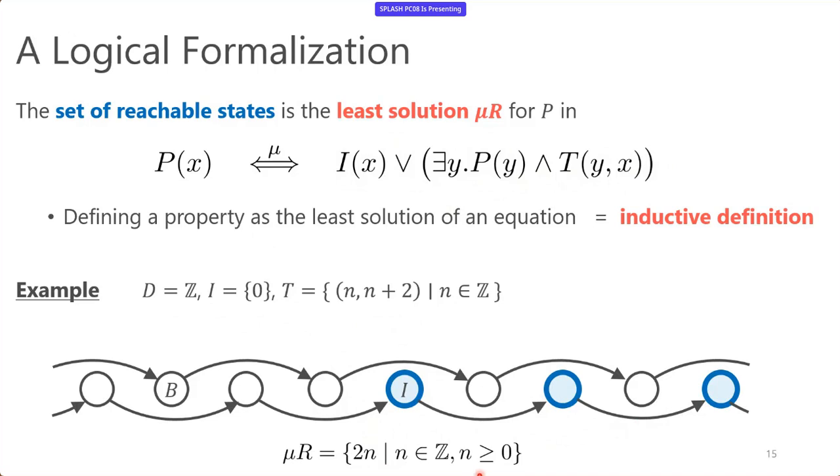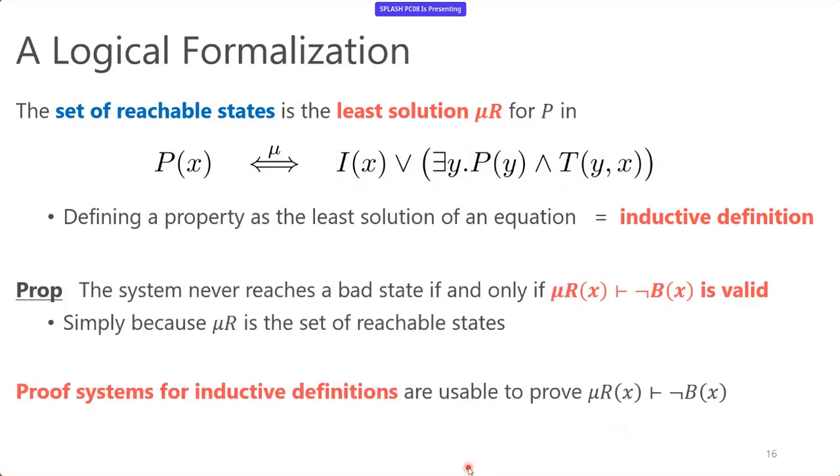Okay, and so proof systems for inductive definition can be used to prove the goal sequent like this. So the model checking problem can be formalized like this, and the system never reaches a bad state if and only if this goal sequent is valid. So the goal of model checking is to prove this one. And there exist various proof systems for inductive definitions to prove sequents like this.